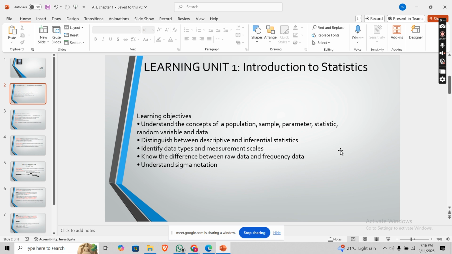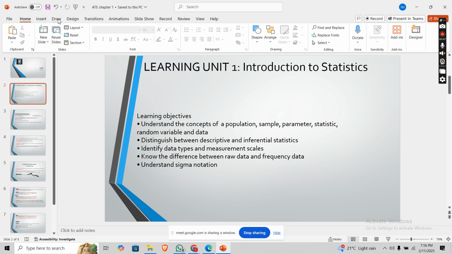Let me go through the learning objectives first, so that you can get the holistic picture of what we'll be dealing with in this learning unit. Firstly, we'll describe and discuss the concept of a population, a sample, parameter, a statistic, random variable, and data.